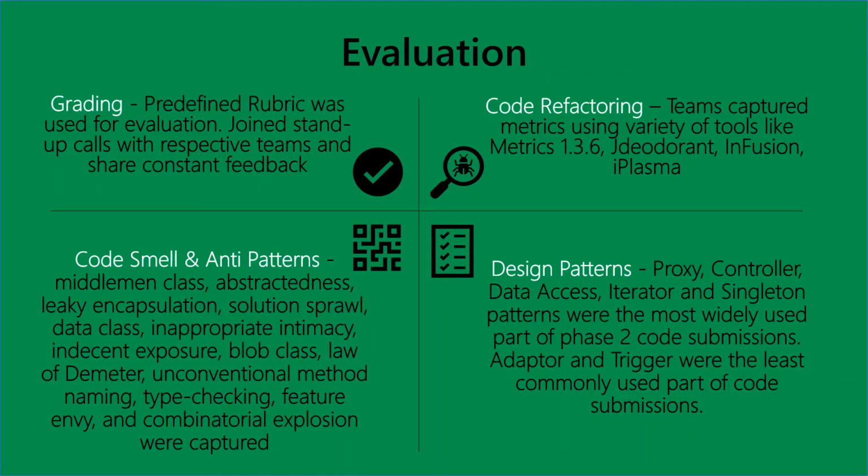We found that the students have captured metrics from a variety of tools like Metrics 1.3.6, JDeodorant, Infusion, iPlasma, and eventually have refactored the code and gathered very valuable code metrics. They're also able to identify a bunch of code smells and anti-patterns in the existing bowling alley source code. Also, as part of stage 2, they have implemented a variety of design patterns like proxy, controller, data access. And we also found that adapter and trigger patterns were least commonly used as part of their code submission.